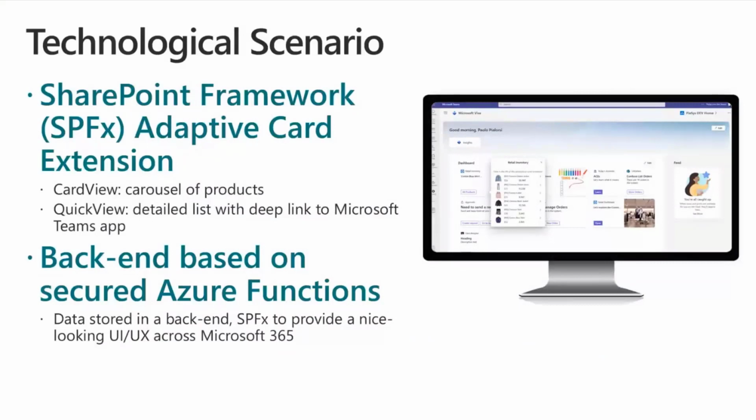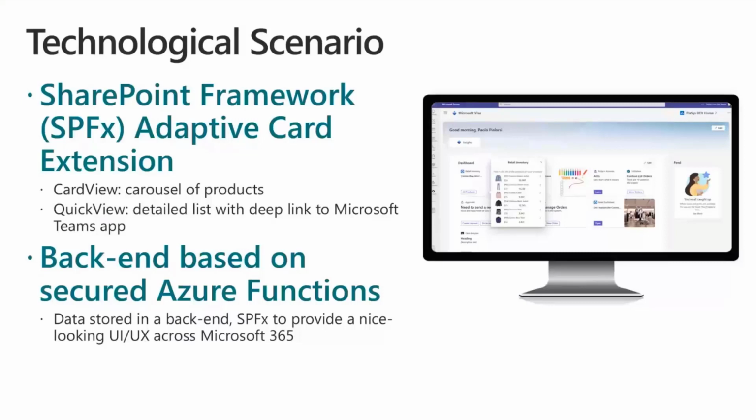So from a technological scenario, this demo, the one that I'm going to show you, relies on a SharePoint Framework adaptive card extension, which does use a card view to show the carousel of products that we have in a hypothetical fashion retail company, and a quick view to render a detailed list of products in the fashion retail company, and with the capability to click on one of those items to dig into the item through a Teams-based application still based on SharePoint Framework.